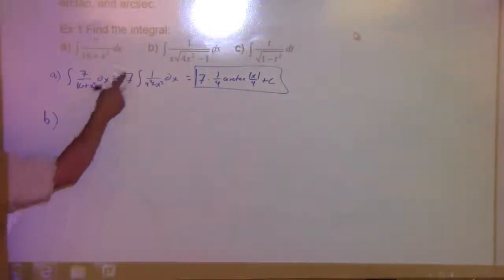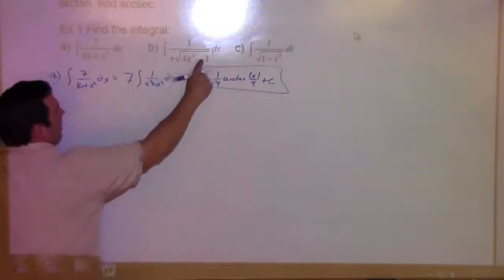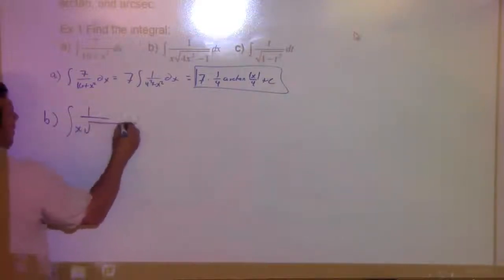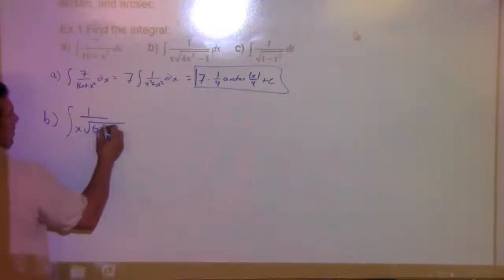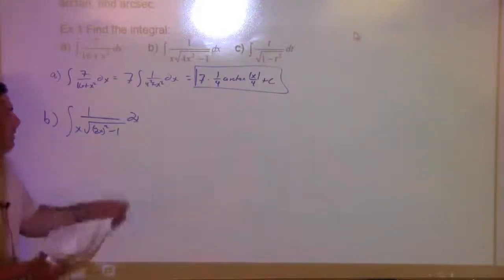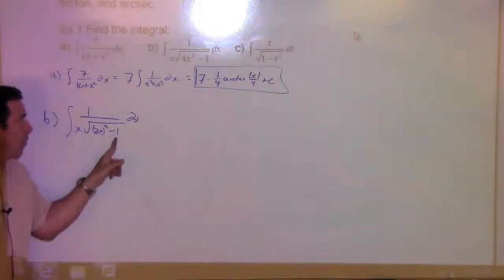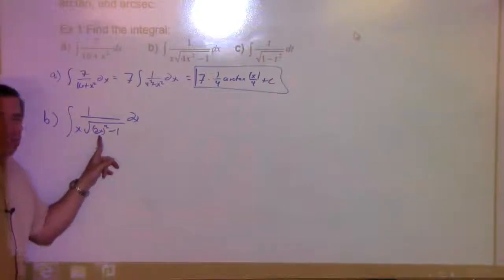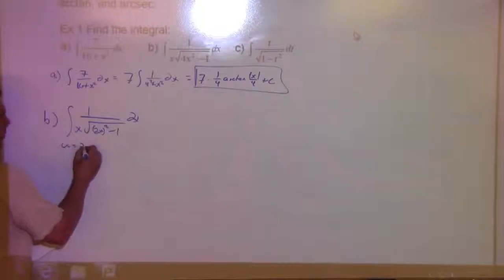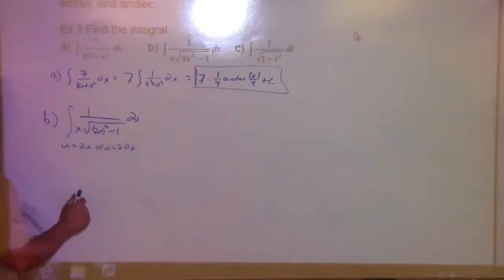How about b? b has the integral of 1 over x times the square root of 4x squared minus 1. So we have 1 over x times the square root of, think of that as 2x squared minus 1. So in arc secant, this looks like an arc secant that has the variable part subtracted the constant part. Our a is 1 in this case. Our u is 2x. So if I said u equals 2x, our du is going to be 2dx. Don't quite have that 2 there.